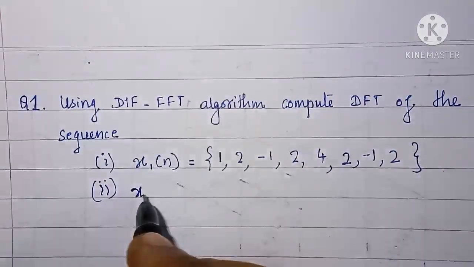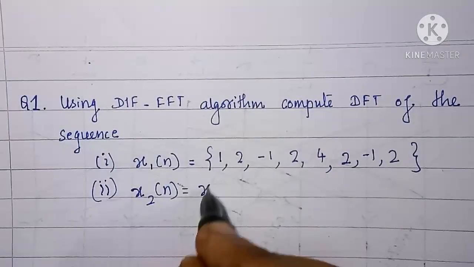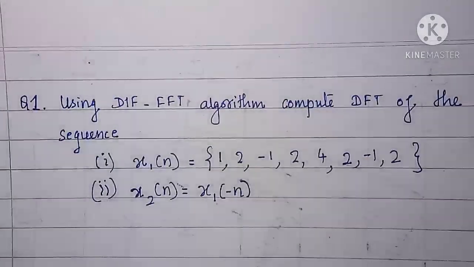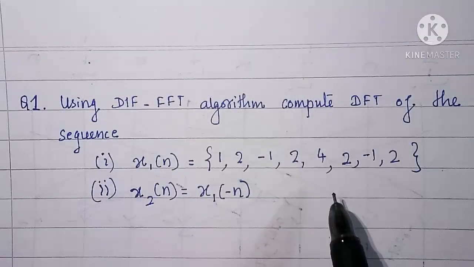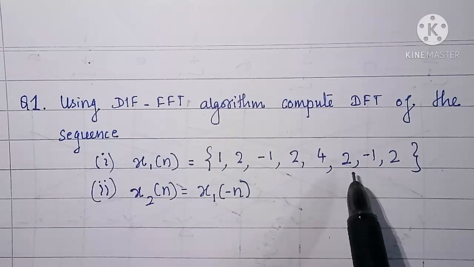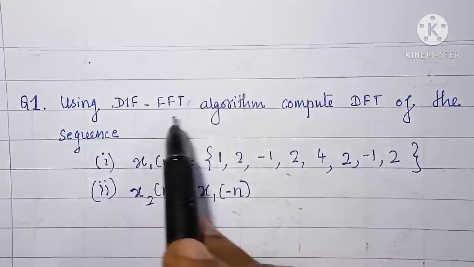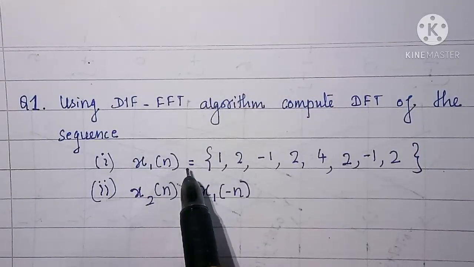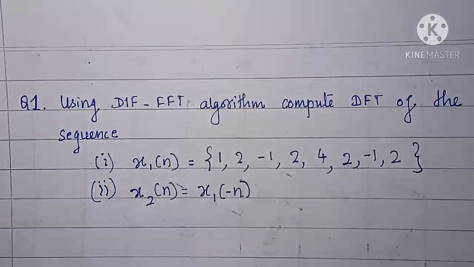Second one, x2 of n equal to x1 of minus n. Here you have to reverse the sequence in time domain and then find DFT using DIF FFT algorithm. First part I will solve here. Second part you have to take as homework.